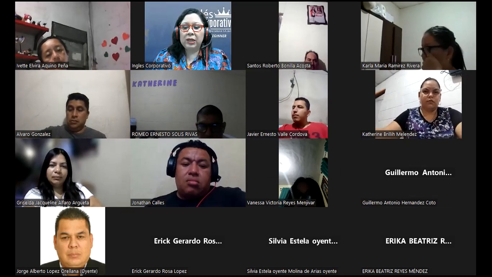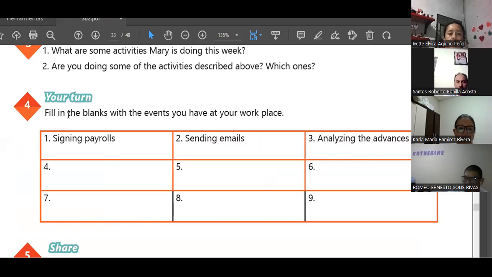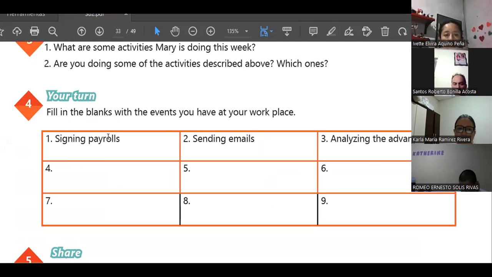We are on page 33 in our manuals, just as a manner of feedback, all right? So activity 4 says, fill in the blanks with the events you have at your workplace. At your workplace. So it means you have to take the example like signing payrolls, sending emails, analyzing the advances, okay? Vamos a ver, ¿qué otra actividad? What is an activity you are doing this week?